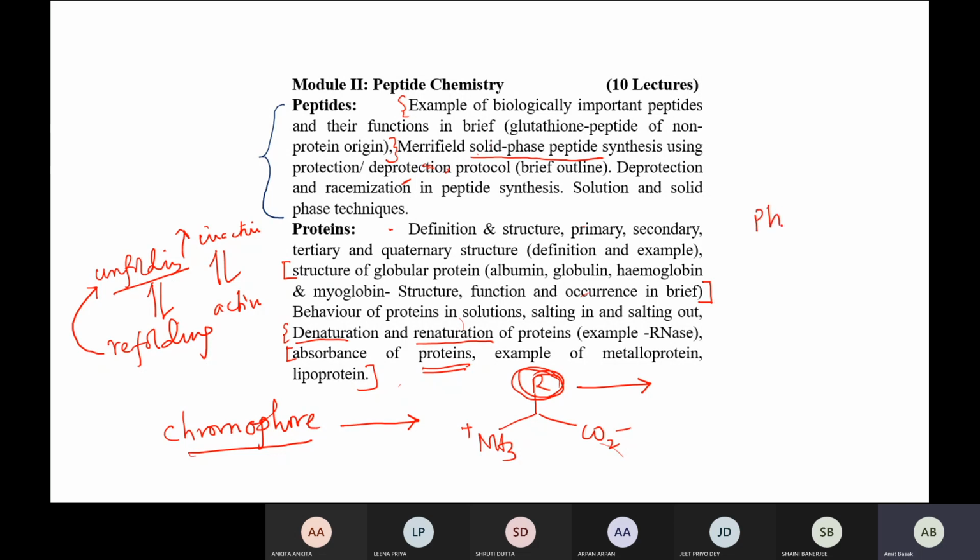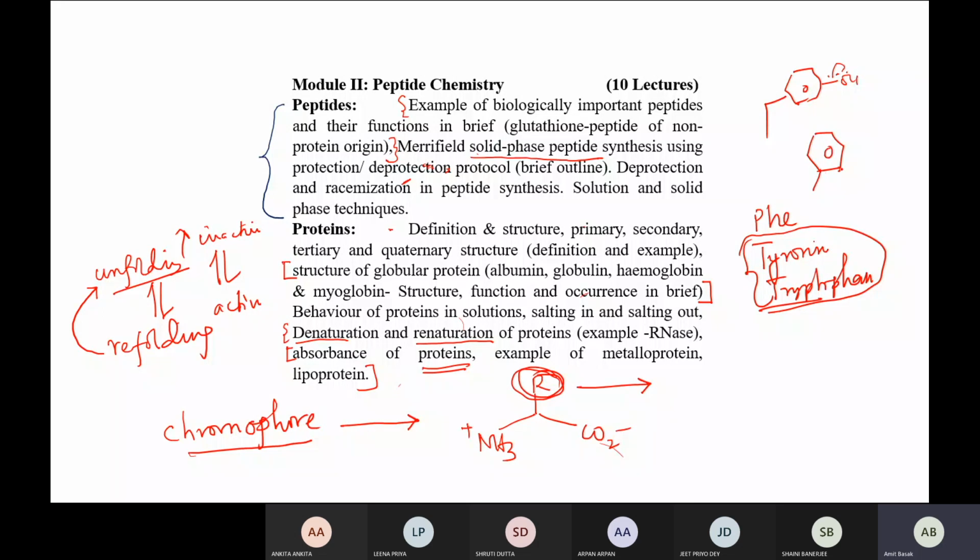There are 3 aromatic amino acids: phenylalanine, tyrosine, tryptophan. Out of these, the more strongly absorbing groups are tyrosine and tryptophan, because if you write the structure, phenylalanine is simple benzene. Tyrosine has a hydroxy group here, so it is more conjugated than phenylalanine, and tryptophan has an indole moiety like this. So these are the main two groups, tyrosine and tryptophan.